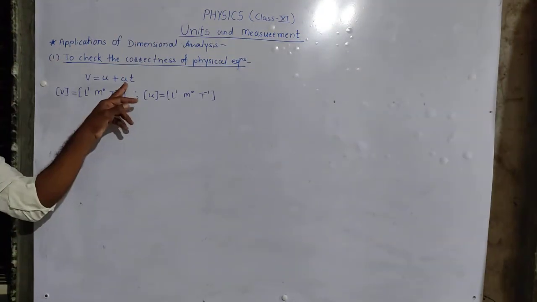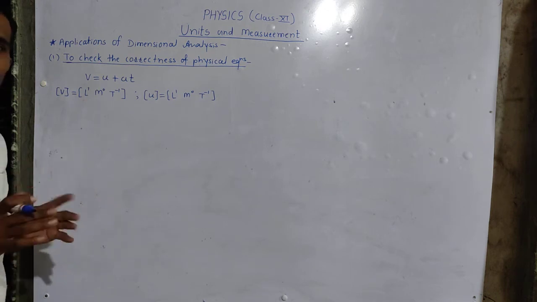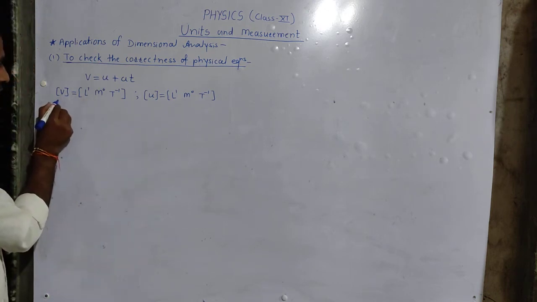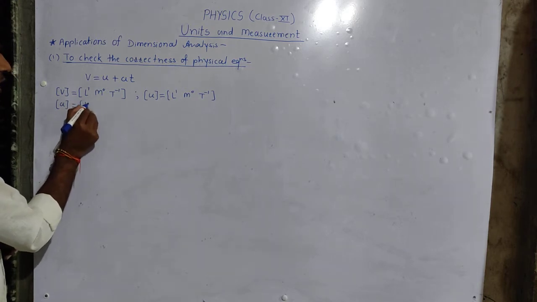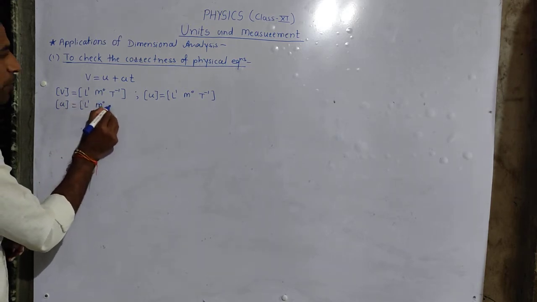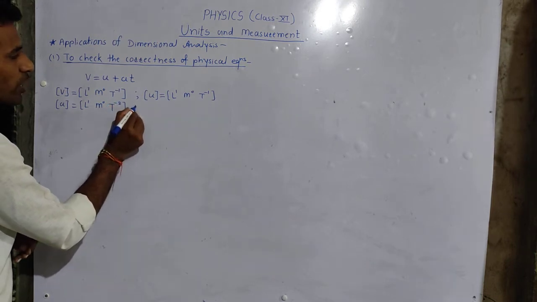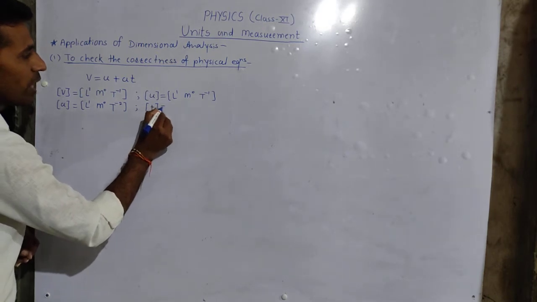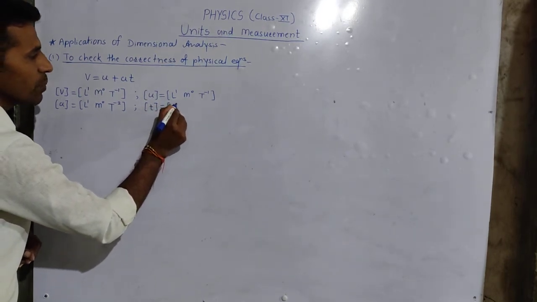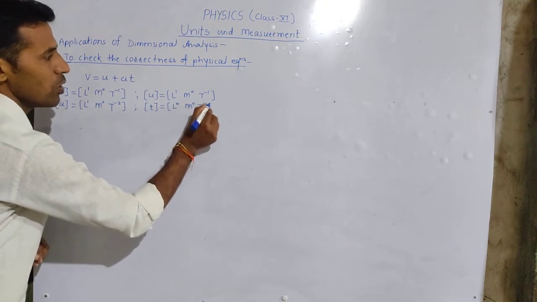Okay, now there are 2 terms, acceleration and time. Write the dimensions of both the terms separately, in which the first one is acceleration. The dimensions of acceleration are L to the power 1, M to the power 0, and T to the power minus 2. Okay, and the last term is time. The dimensions of time are L to the power 0, M to the power 0, and T to the power 1.